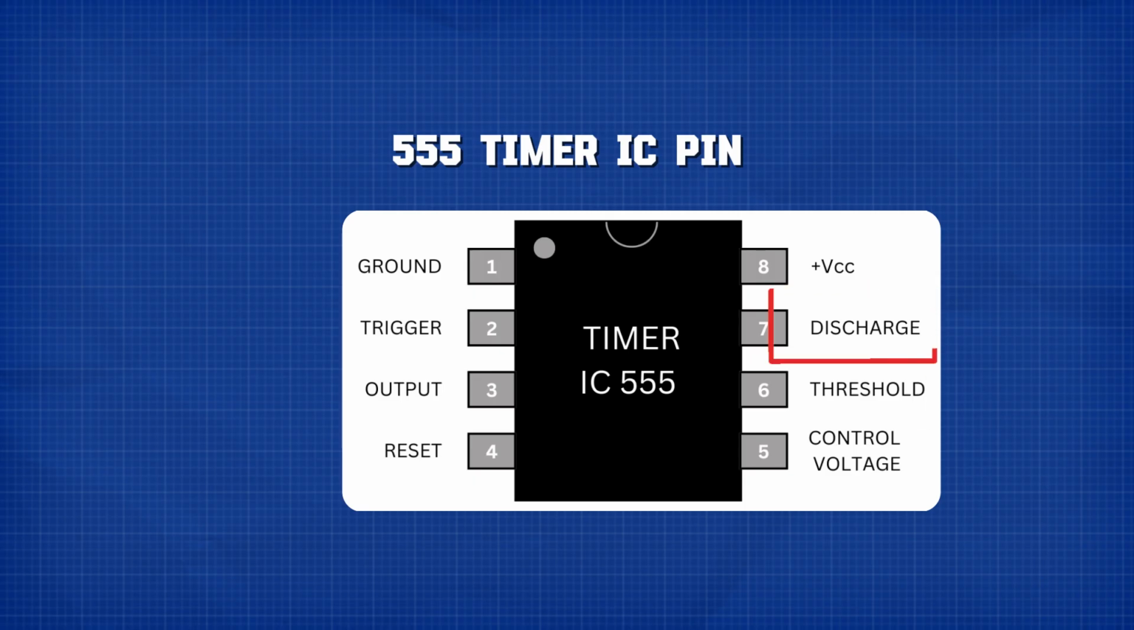Pin 7 is discharge. This pin is connected internally to a transistor inside the IC. It is used to discharge the timing capacitor. This charging and discharging action is one of the main reasons the 555 timer can create delays and pulses. Pin 8 is VCC. This is the positive power supply pin. Depending on the type of 555 timer and the circuit, this pin is connected to the positive voltage supply. So those are the 8 pins: ground, trigger, output, reset, control voltage, threshold, discharge, and VCC. Once you understand these pins, 555 timer circuits become much easier.